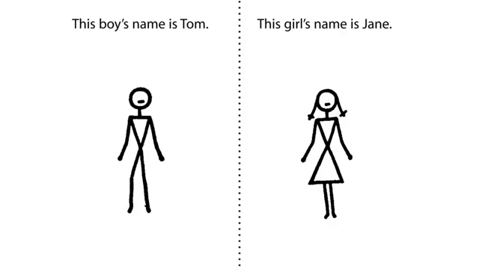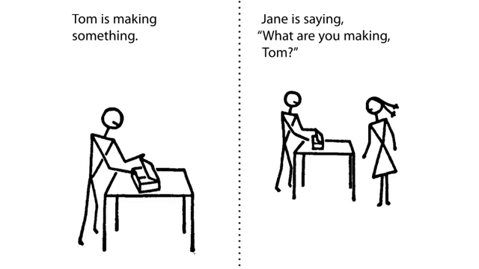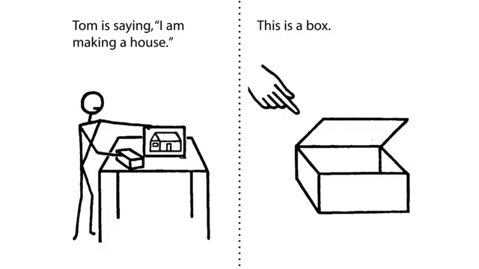This boy's name is Tom. This girl's name is Jane. Tom is making something. Jane is saying, "What are you making, Tom?" Tom is saying, "I am making a house."